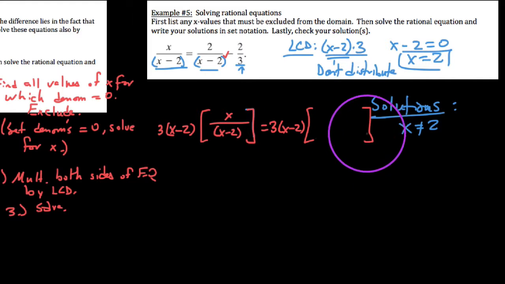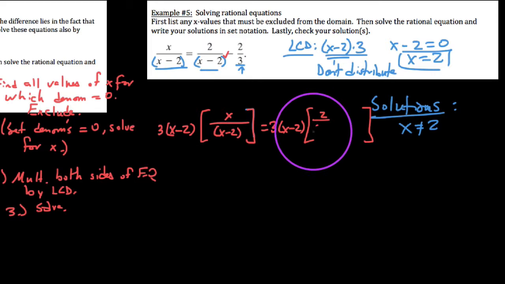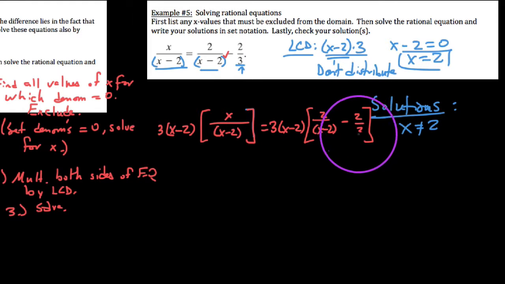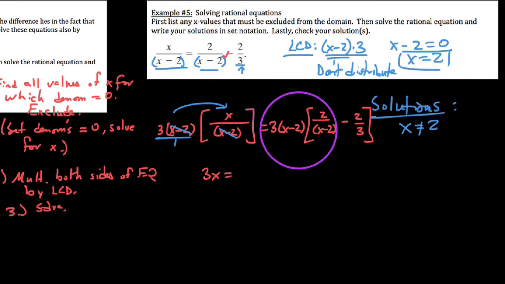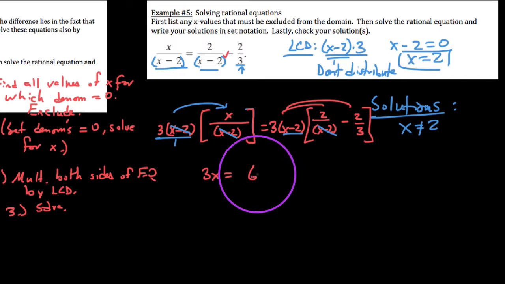I'm going to try to squeeze this in here. We had 2 over x minus 2, that factor there, and that was minus 2/3. So now on the left side, when we distribute this, this is 3 times x minus 2 over 1. These x minus 2 factors cancel out, and we just get 3 times the x, so we say 3x. And on the right side, if we distribute this through, this x minus 2 is going to cancel out with this x minus 2, leaving just the 3 times the 2, and we get 6 there.